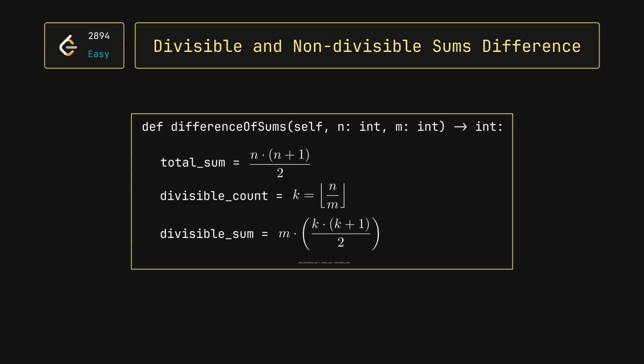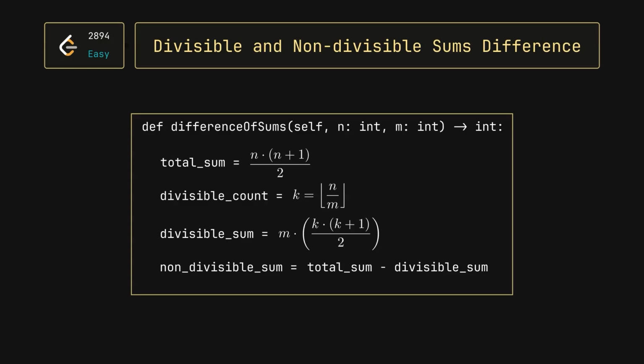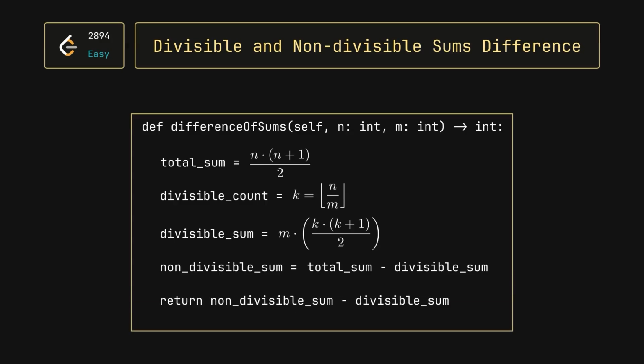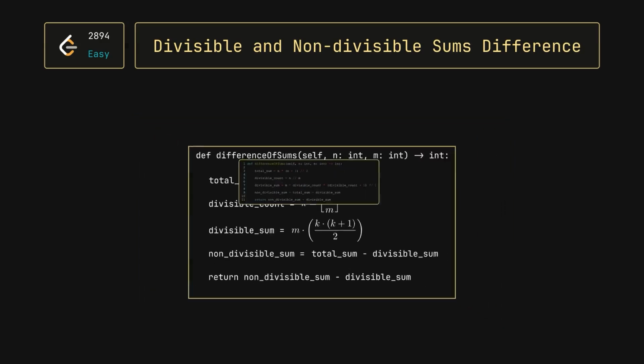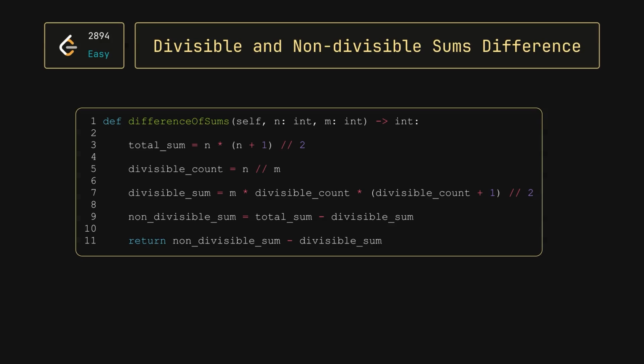The non-divisible sum is simply total sum minus divisible sum. Finally, we return the difference: non-divisible sum minus divisible sum. And this is the final optimized function written in Python.